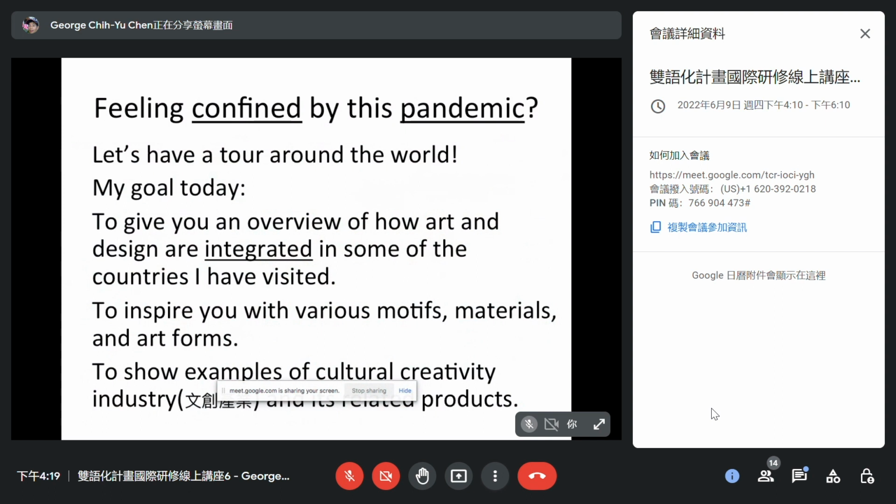So we all feel confined during the past 2 years. Confined means 局限 by this 疫情 pandemic. So I want to use this opportunity to travel together around the world, especially the countries that I have visited in the past.